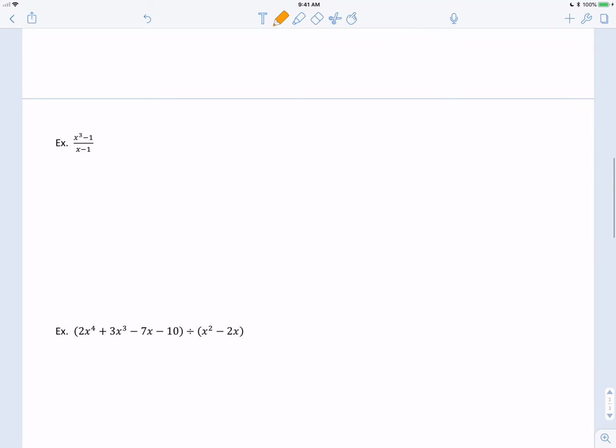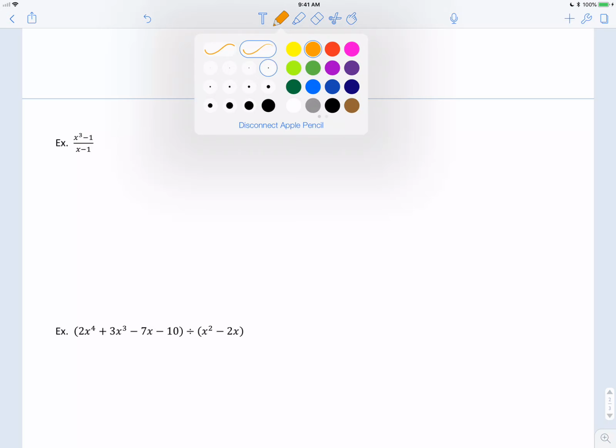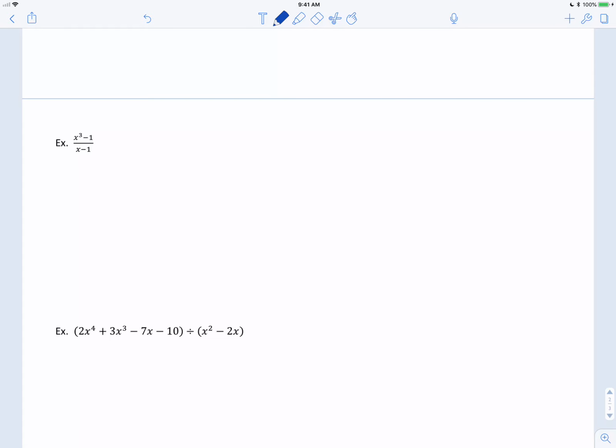All right, looks like we're going to do a couple more examples. If you want to try, stop your video and work these out on your own and then come back and check. Remember on this one, you're going to need to fill in those zeros. I'll get it set up for you and then try to work it on your own. So that's x cubed. We have 0x squared, 0x, minus 1.